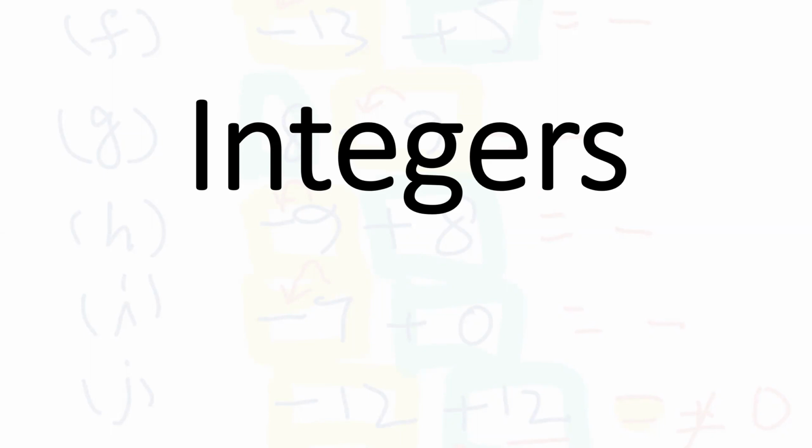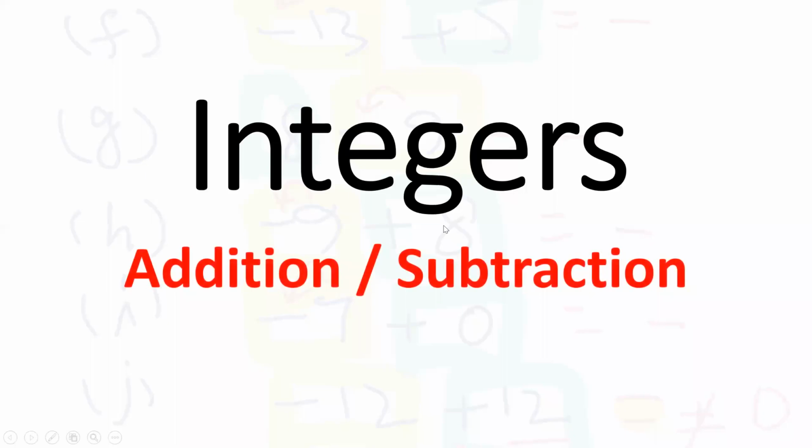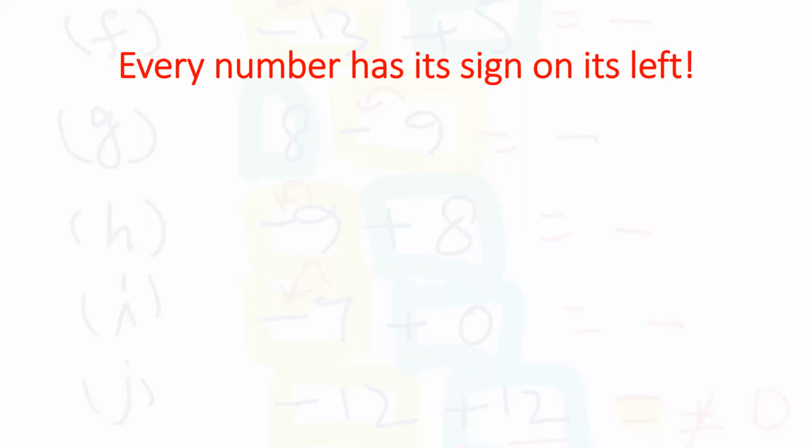And today our topic is integers, where we will be learning about addition and subtraction. But before going to addition and subtraction, we need to know about the signs of each number. So let's see, every number has its sign on its left. So let's see what these numbers are.